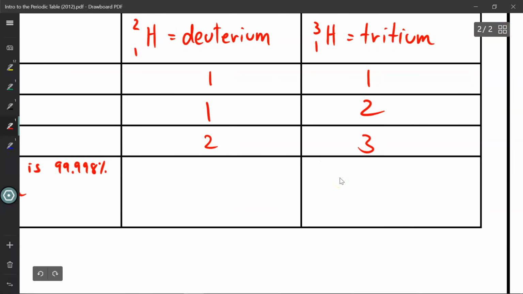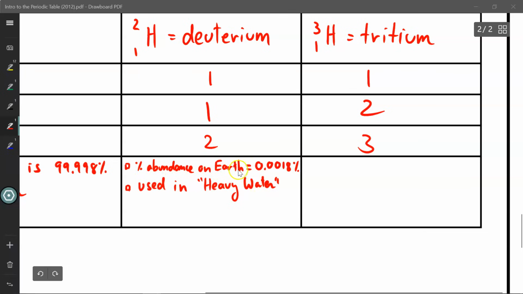Looking at deuterium, its percent abundance on Earth is approximately 0.0018%, so it's pretty rare in comparison to protium. Deuterium can be used in heavy water, which we use in Canadian nuclear reactors in order to control the nuclear reaction because it's very good at slowing down neutrons.